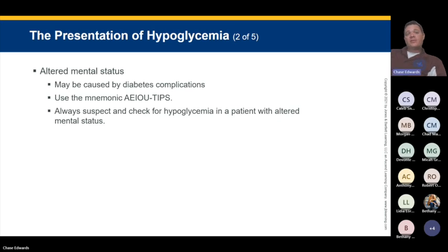All right, our patients with altered mental status. That is also a part of possible diabetic problems. So you can see that in hypoglycemia, and you can also see this in ketoacidosis. All right, so what we're going to do with this is use the mnemonic AEIOU tips. AEIOU tips. Can anybody tell me what that stands for?